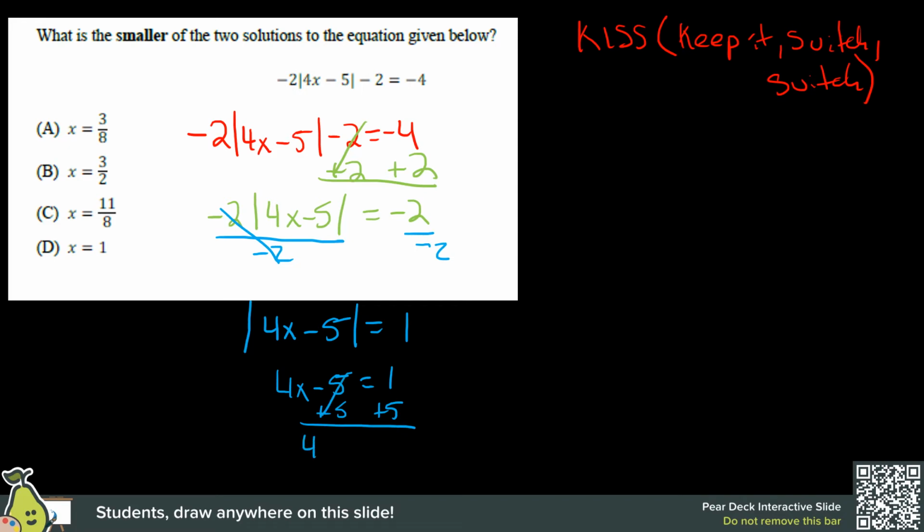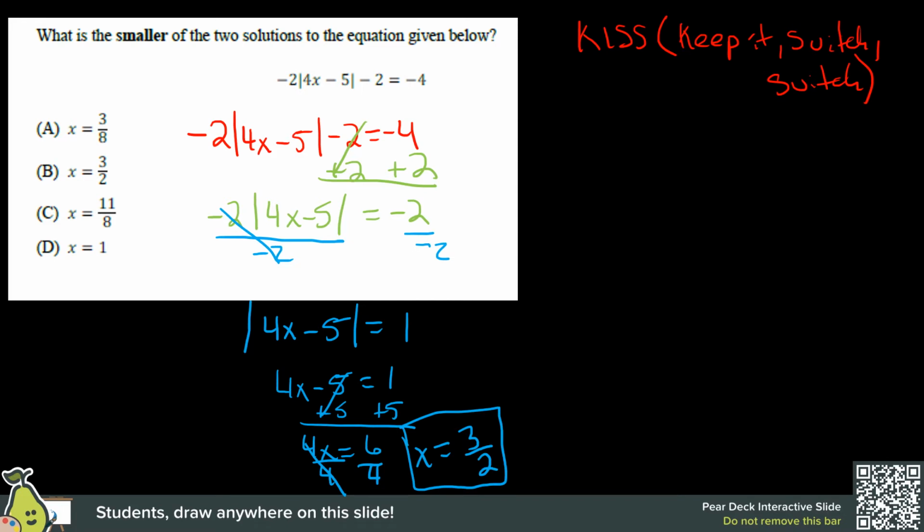So I get 4x equals 1 plus 5 is 6. Divide both sides by 4. And I get x equals 3 over 2. So this is a possible answer. Okay, I see 3 over 2 here.